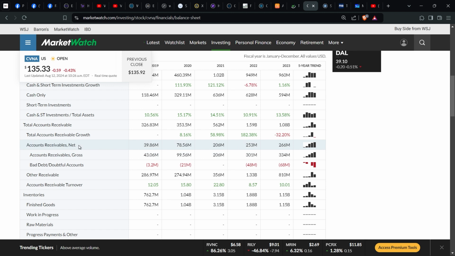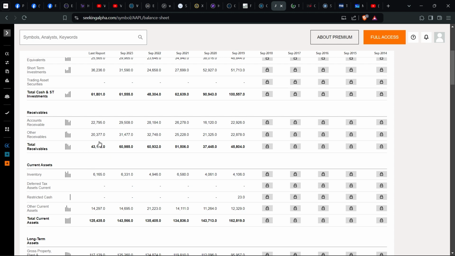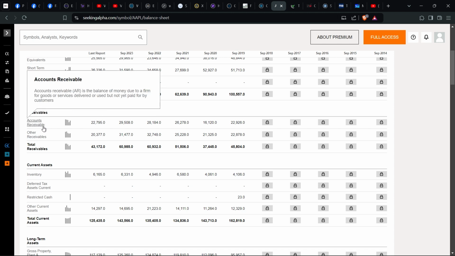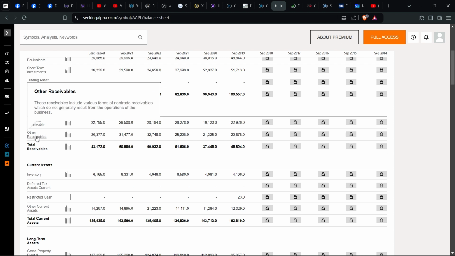Okay, there's something else now, other receivables. Back to here, other receivables. These receivables include various forms of non-trade receivables which do not generally result from operations of the business. Okay, remember these accounts receivable, these are goods sold or services given on credit. But for these receivables, this is other money, other funds that the company expects to receive, but it is not related to trading activities.